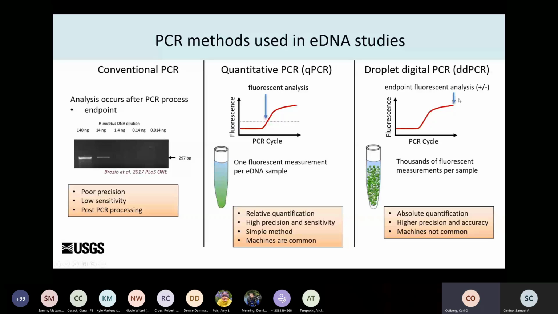So the number of positive droplets relates to the absolute number of starting molecules, and droplet digital PCR is able to quantify low concentrations of DNA with really high precision. Studies indicate that this method more accurately measures low concentration DNA than qPCR. However, these types of machines aren't very common, though they are becoming more common. So qPCR is the most common method being used, and we're going to focus on that from here on out.